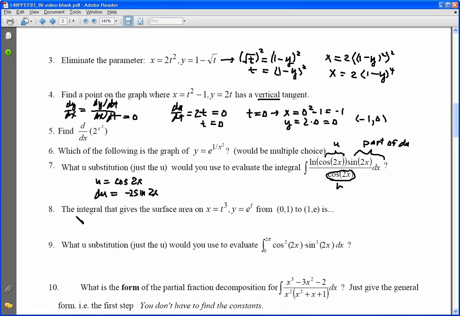The integral that gives the surface area of. Okay, and those are parametric equations, so remember that. Oh, and then we have to revolve around an axis. So actually, I need to give you an axis. So let's see. Let's revolve around the y-axis.